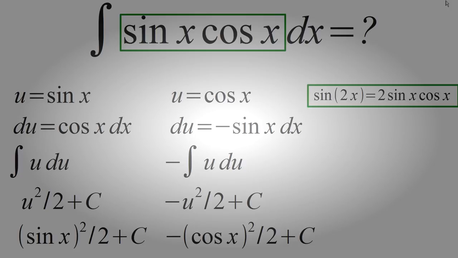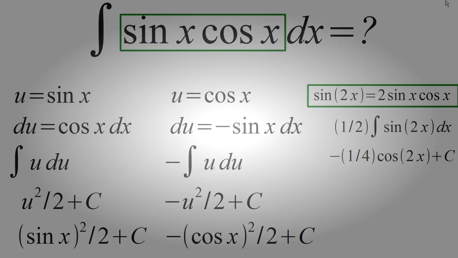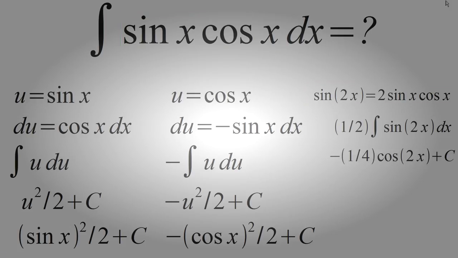There is a double angle identity that sine 2x equals 2 sine x cosine x. This means our integral is equivalent to the integral of 1/2 sine 2x. Simplifying, we get a result of negative 1/4 cosine 2x plus an arbitrary constant.